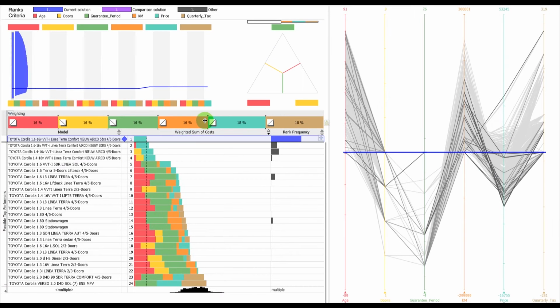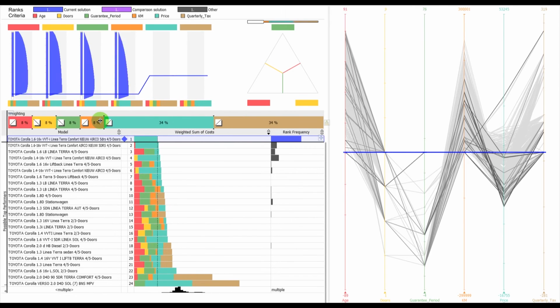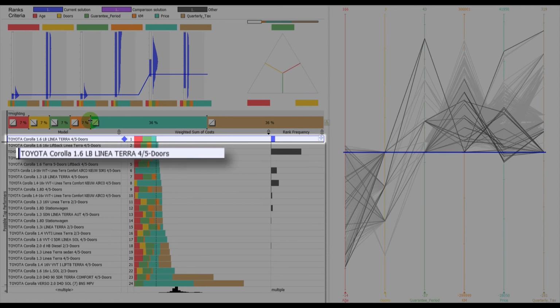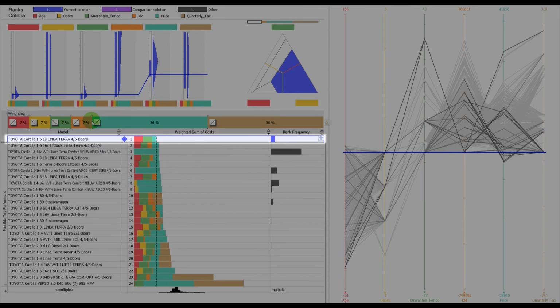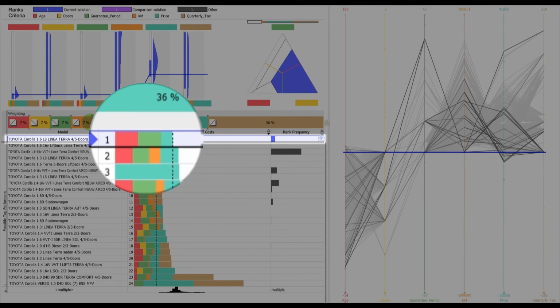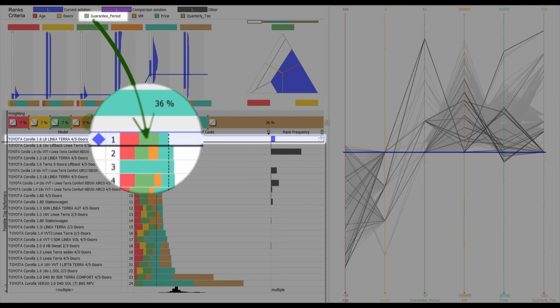If we increase the weight on the price and the quarterly tax, Corolla Terra has the lowest cost and ranks first. As we can see from the distribution of its cost, it is a lot cheaper than the other model that ranked first previously, but it is also older and has a shorter guarantee period.